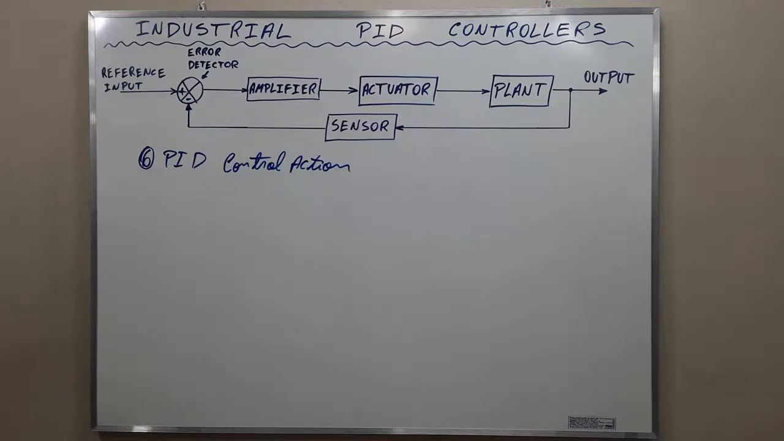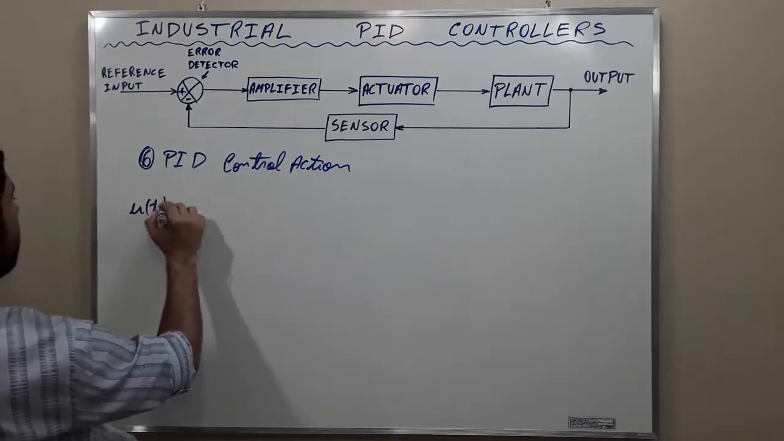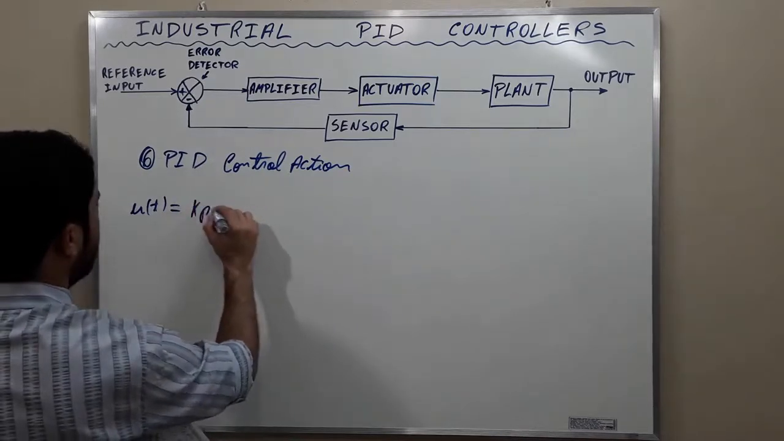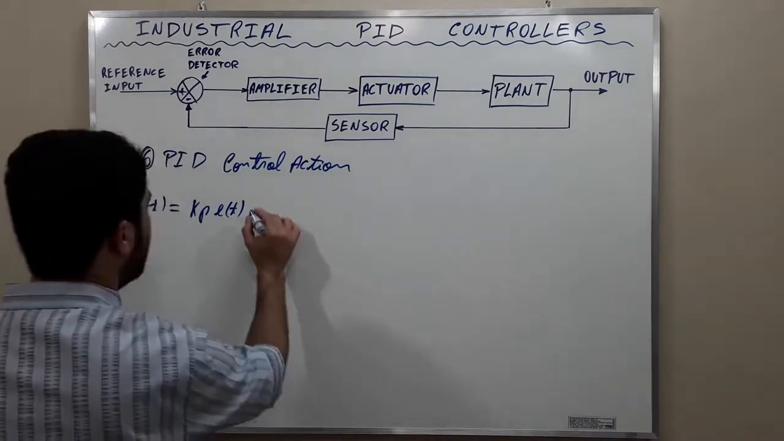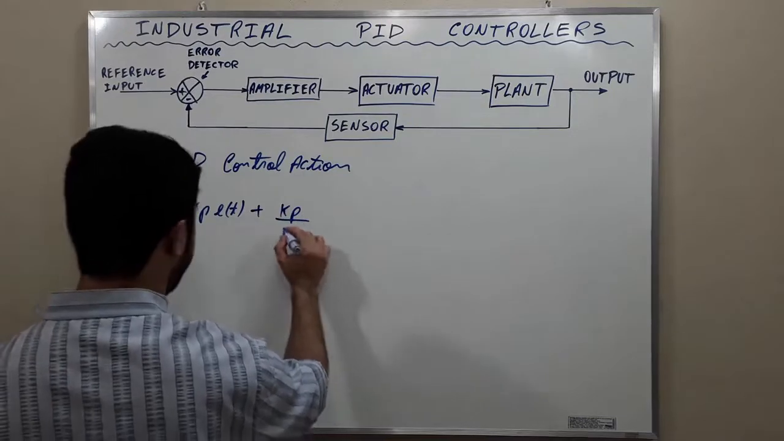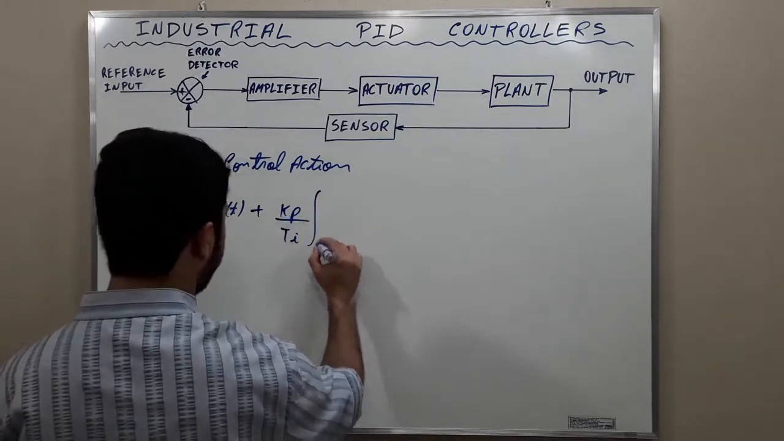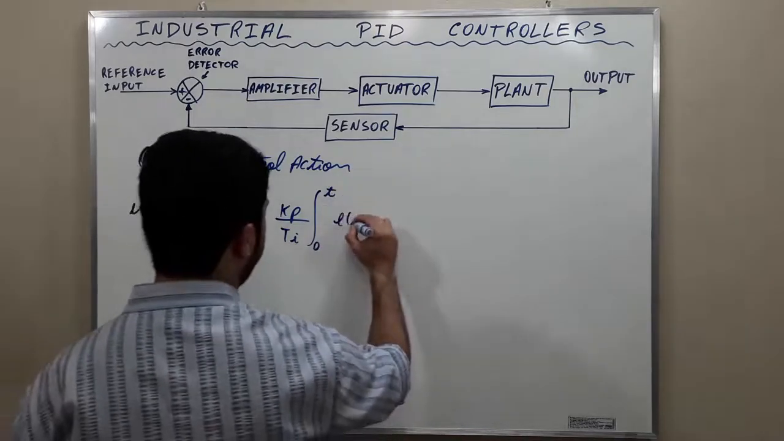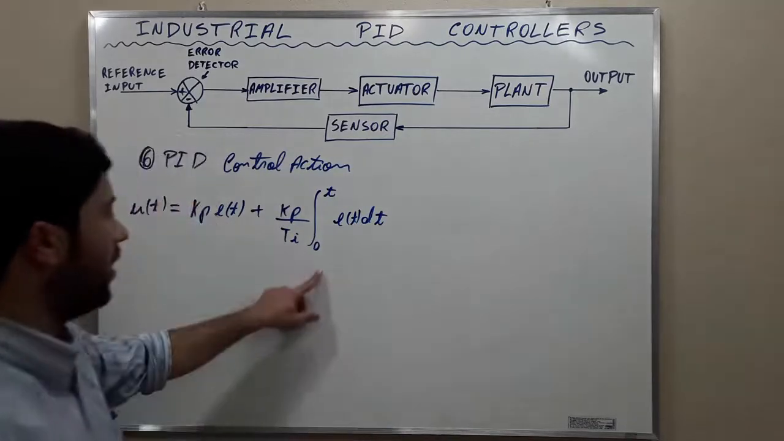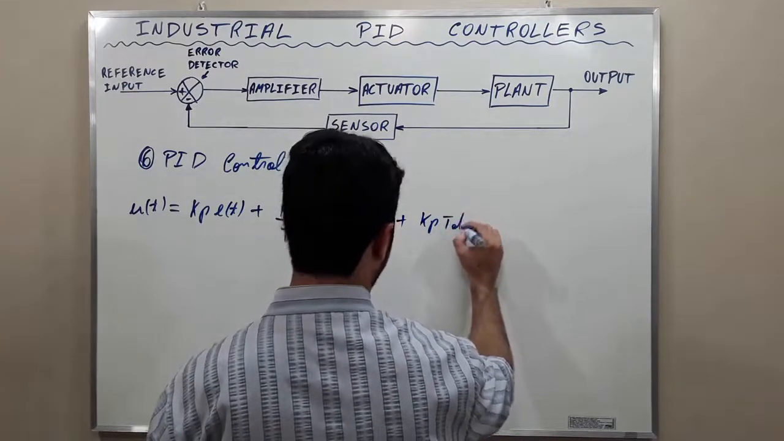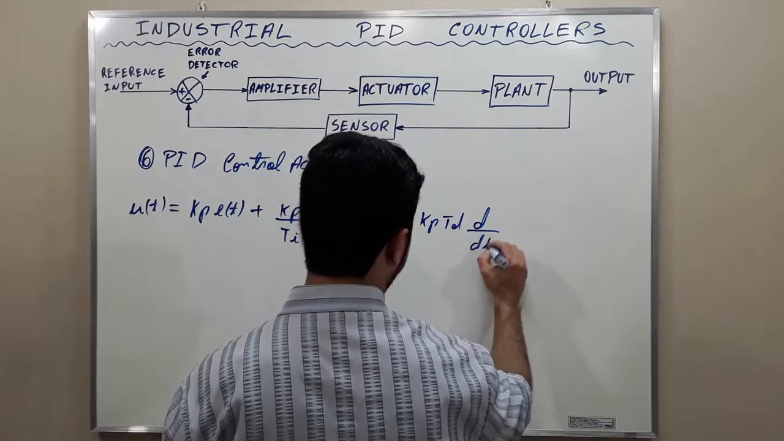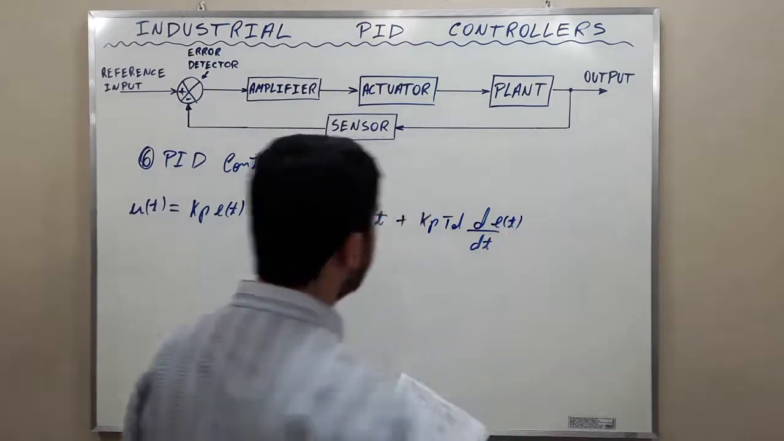The equation of a controller with this combined action is given by the output u of t equal to Kp E of t, this is the proportional action, plus Kp over Ti times the integral from 0 to t of E of t dt, this is the integral action, plus Kp times Td times the derivative with respect to time of E of t. This is the derivative control action.